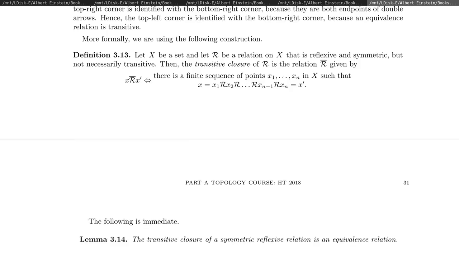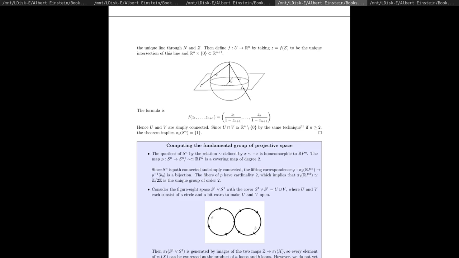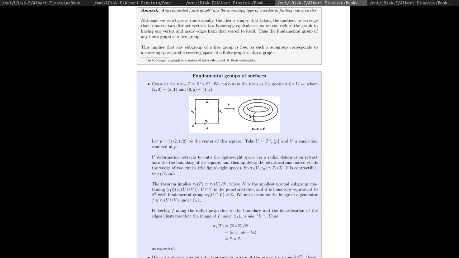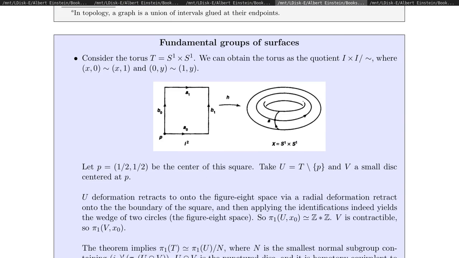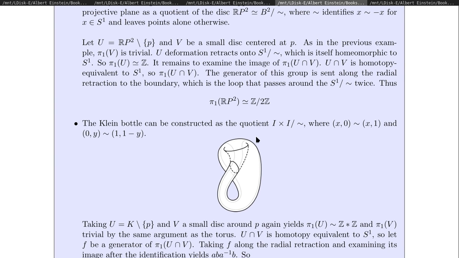Let's see, how do you do a Klein bottle? Well, the Klein bottle is something similar. For the Klein bottle, you have the unit interval cross the unit interval mod a relation, and this relation is defined by identifying (x, 0) with (x, 1), and (0, y) with (1, 1 minus y).